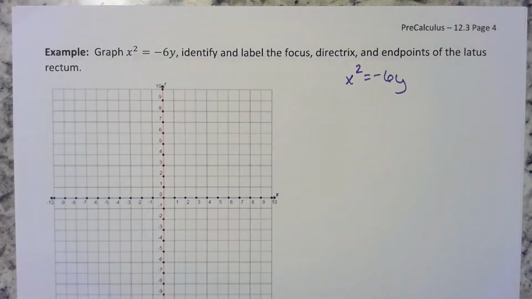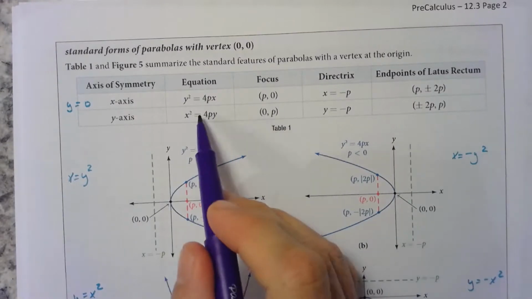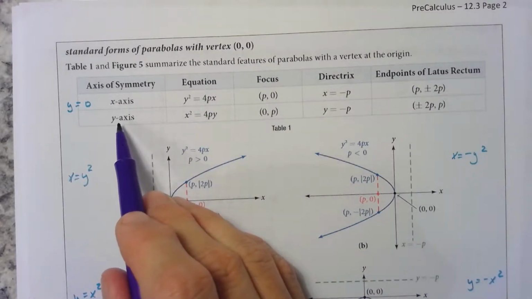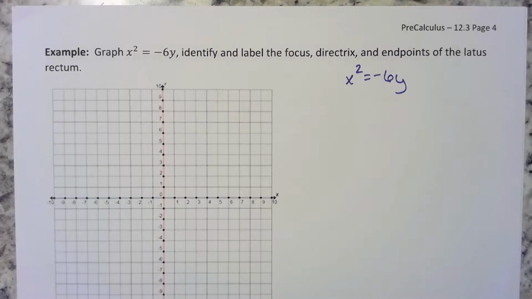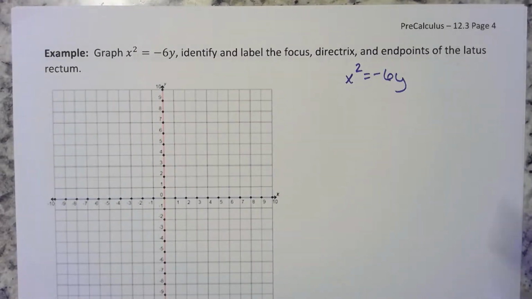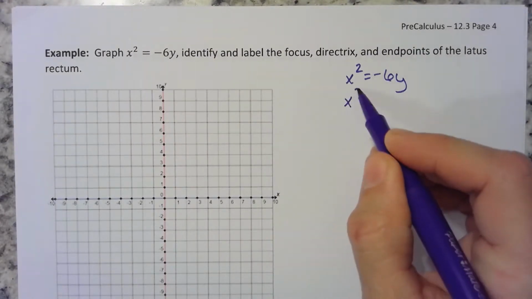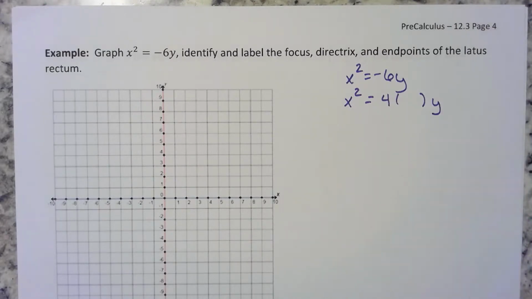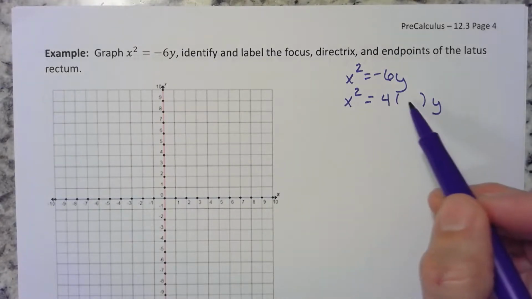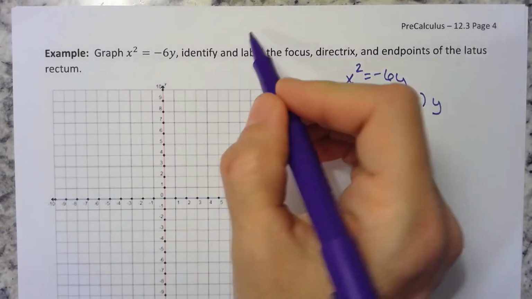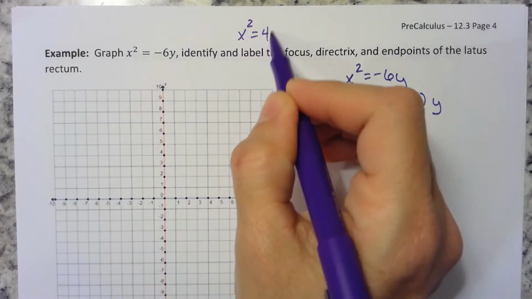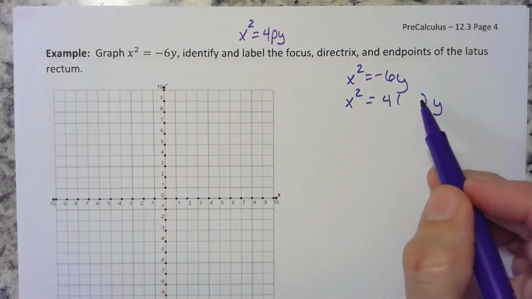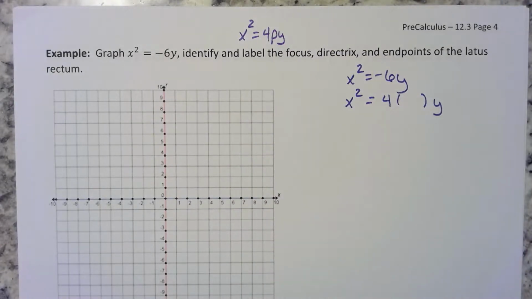According to our table, the x squared function has an axis of symmetry, which is the y-axis. That means it's going to be a vertical parabola. So we have x squared equals 4 times something y. If we need to figure out what goes there, let's just create some variable. We know that it's supposed to be x squared equals 4py, right? So 4p has to equal negative 6.